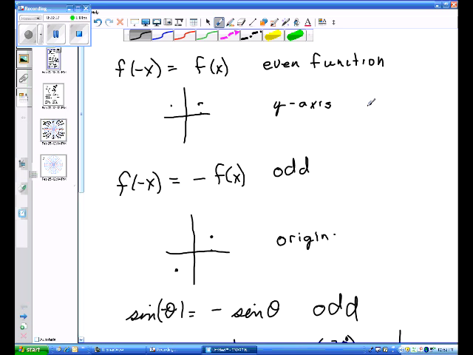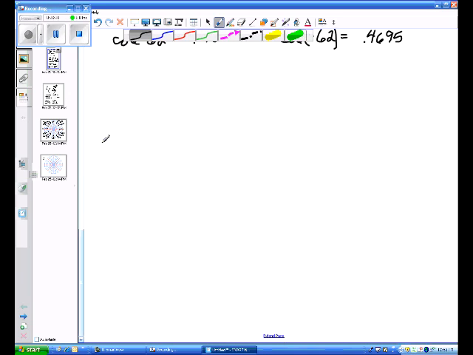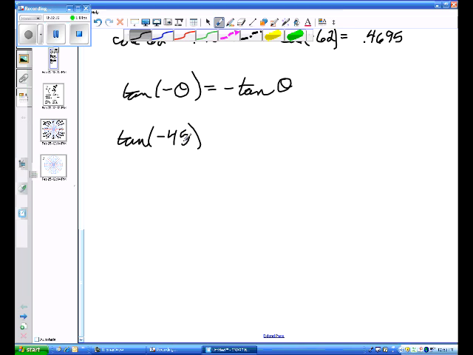And we're not going to go through a lot of the tangents right here, but that lets us know that the tangent is an odd function. And so the tangent of negative theta is equal to the opposite of the tangent of theta. So the tangent of negative 45, we know the tangent of 45 is 1, so the tangent of negative 45 would be negative 1. So we have our odd and our even functions.